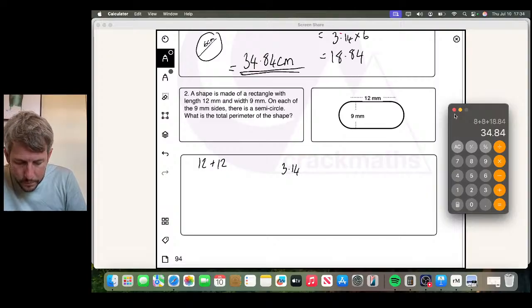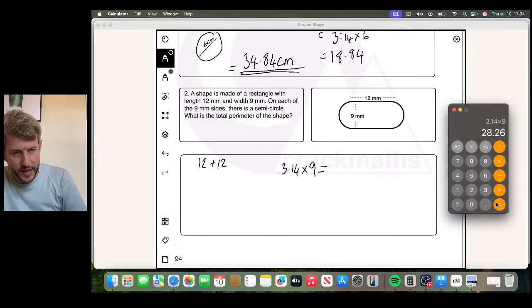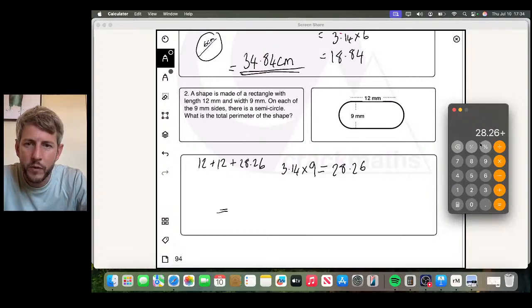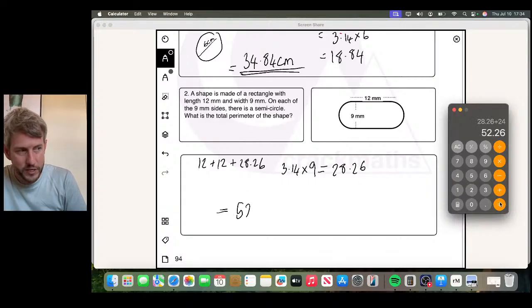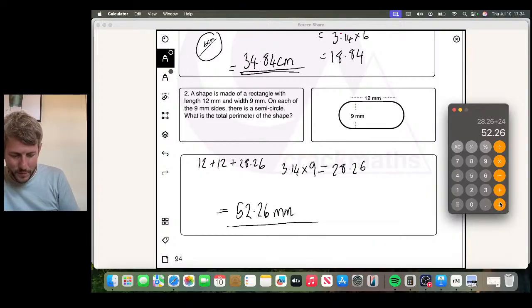So 3.14 times 9, we'll work that out here. 3.14 times 9 is 28.26. So we've got 12 add 12 add 28.26, and then we can find out what that is here. So 28.26 add 24, which is the 12 add 12. So that's going to be 52.26. Oh, and it's millimeters this time. Okay, there we go. Let's just write that again. Oh no, I deleted part of the 6. Oh my gosh, millimeters. Right, here we go.